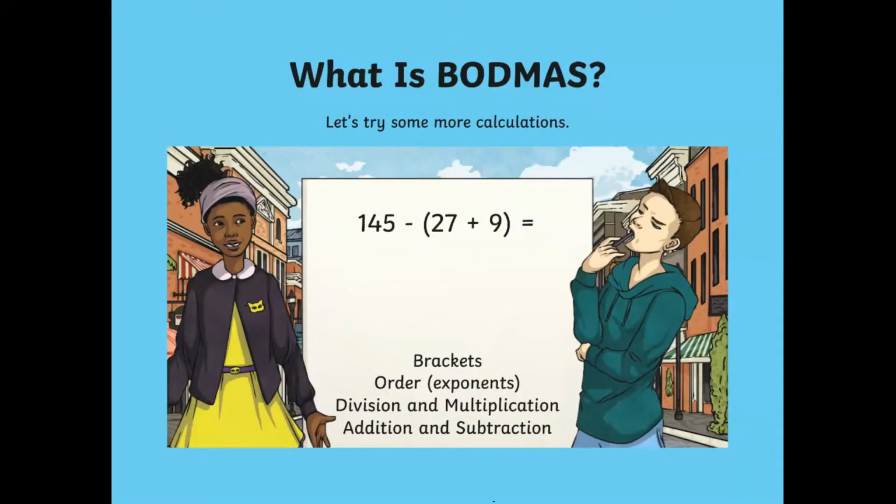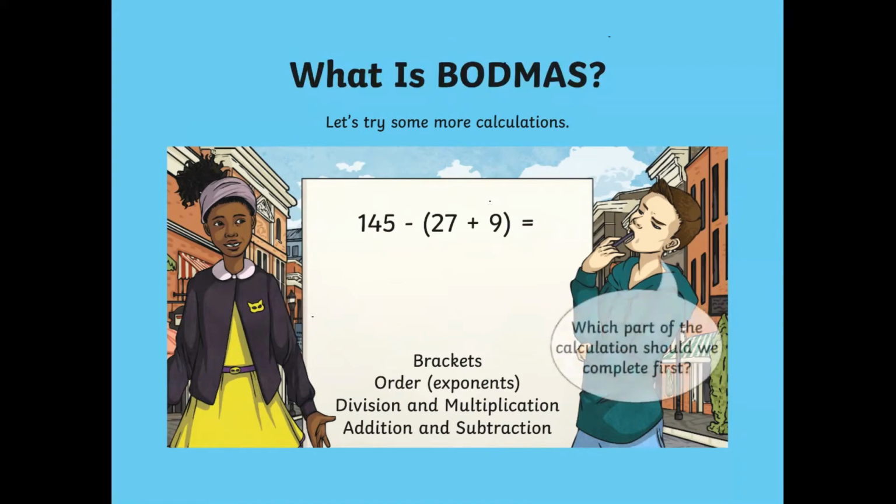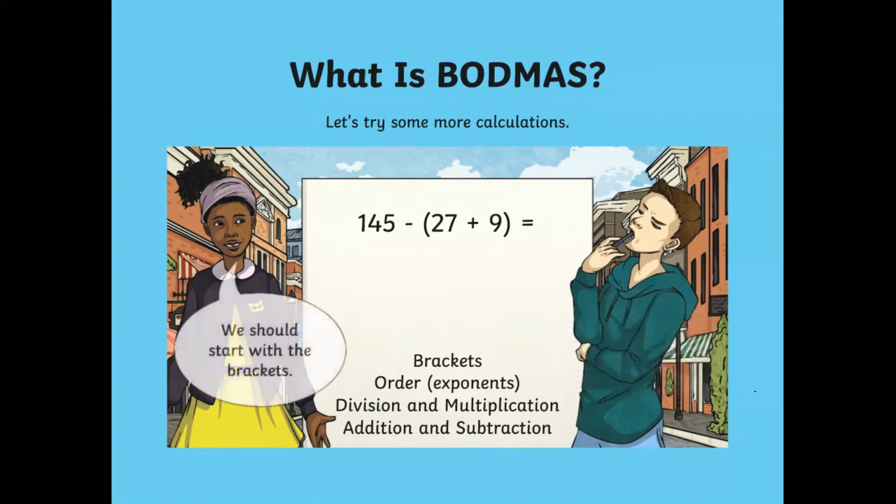Okay, so let's try this some more. Let's test whether we know the concept thoroughly. So we've got an equation: 145 minus, and then we've got brackets with 27 plus 9 inside of the brackets. Now, which part of the calculation should we complete first? That is the question. We should start with the brackets, because that is what the B stands for in BODMAS. So we start with brackets because that's the first letter in BODMAS. So we start by calculating the brackets, which is 27 plus 9, which gives us 36.